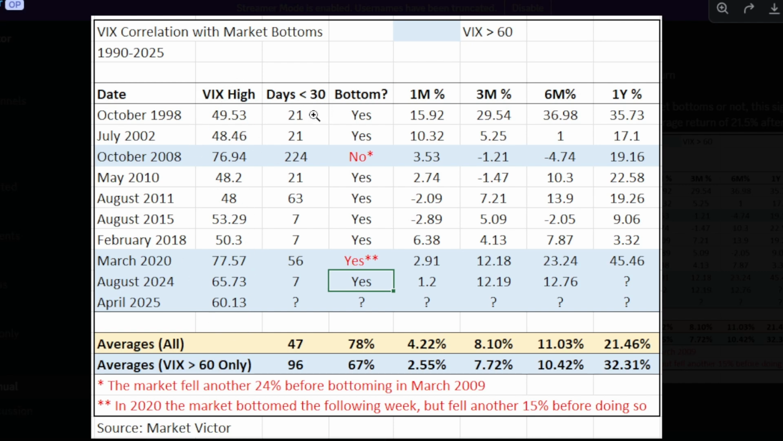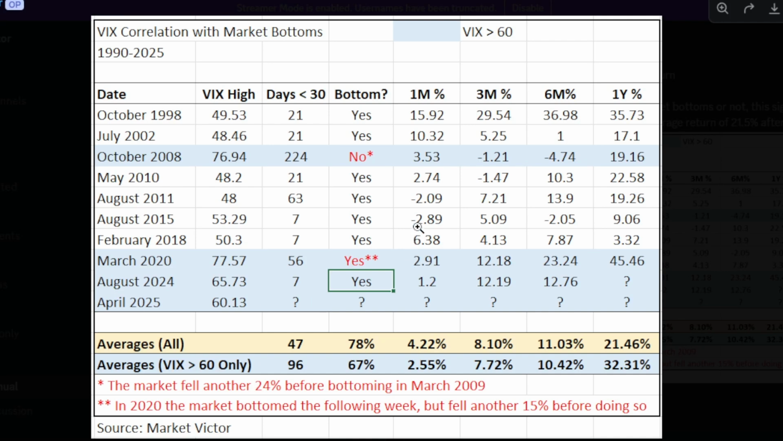This column shows how long it took for the VIX to close back below 30, how many days it took. And then this column shows you whether that was a market bottom or not. And then these columns over here show you the percent return from this point in 1 month, 3 months, 6 months, and 1 year.